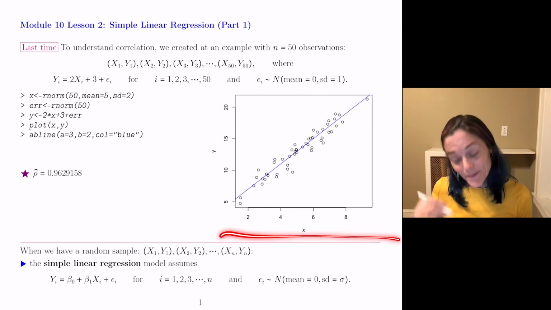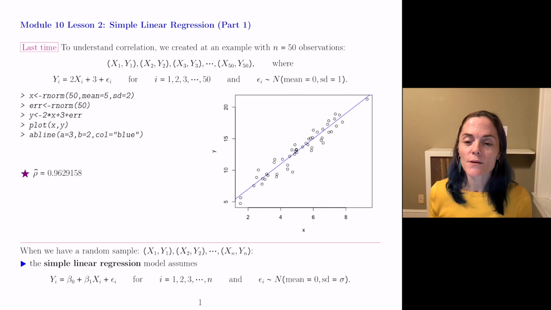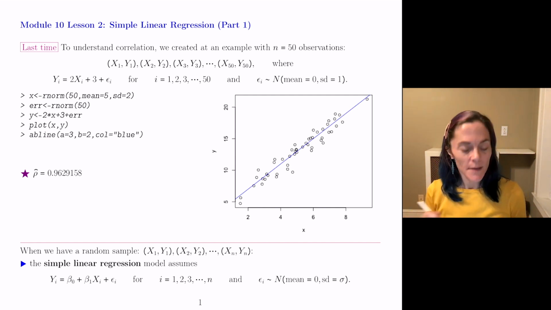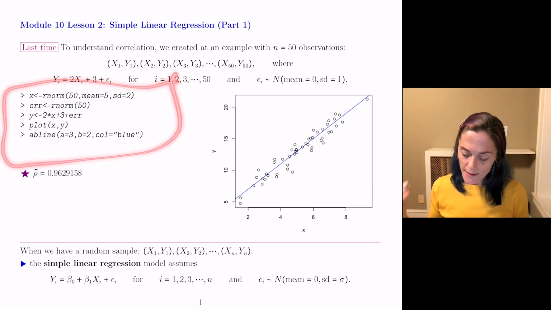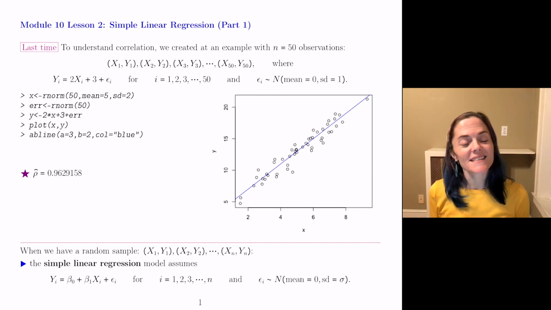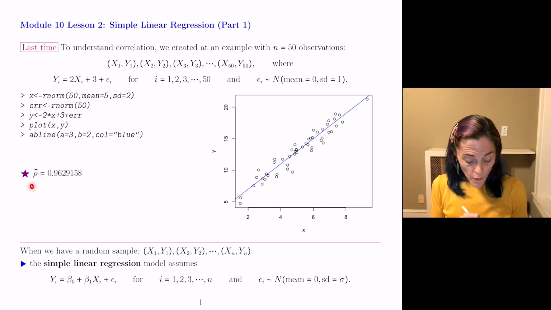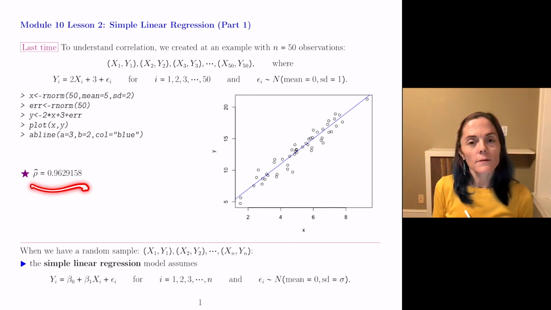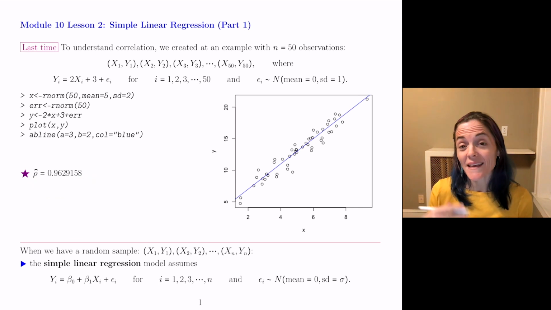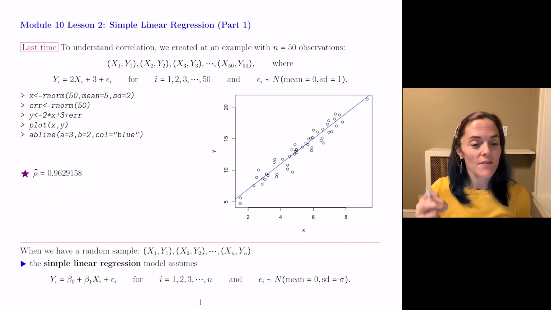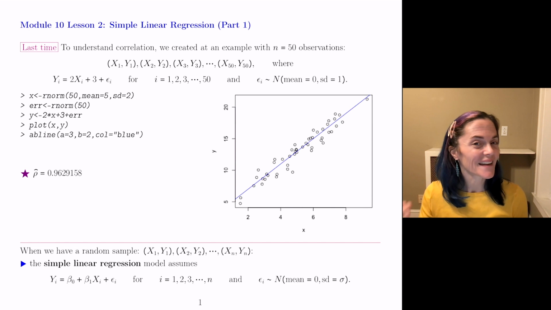So this is a different plot than we saw in the notes last time, because every time you run this, you get a different x and a different error, and therefore a different vector y. But for this sample, the sample correlation coefficient is 0.9629158. This will be statistically significant. I don't have the cor.test printed here, though.